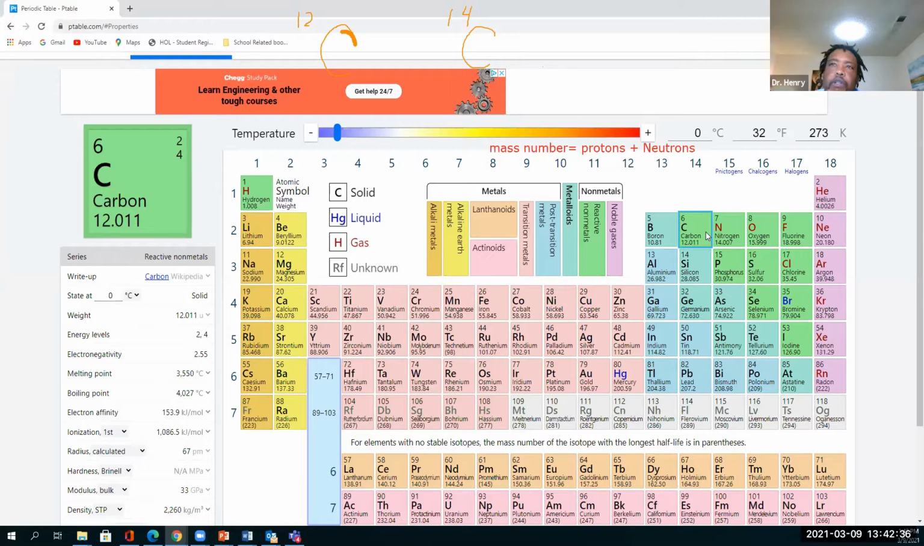So how many protons does carbon have? 6. It has 6. What is that number called? The atomic number. That is correct, good job. So that is our atomic number. The atomic number tells us the number of protons, so we know that we have 6 protons.